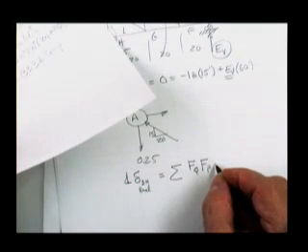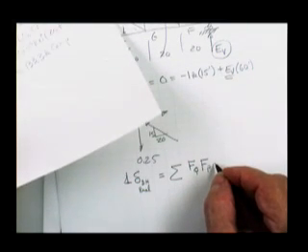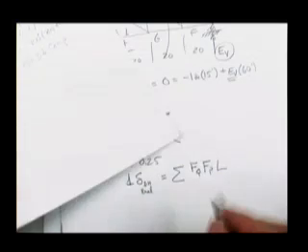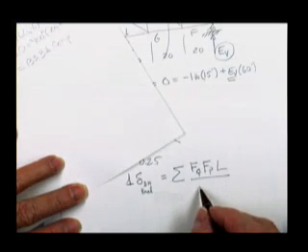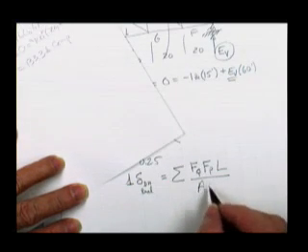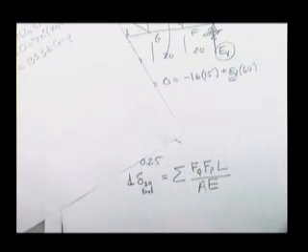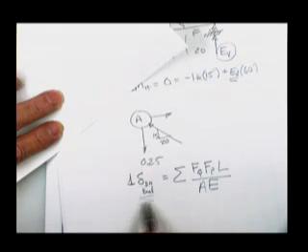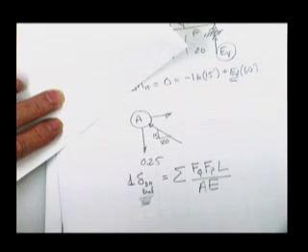Times the what? Times the length divided by AE. You're going to feed me this stuff a bit at a time, aren't you? When you add that up, there's your solution for how far that point moves to the right.